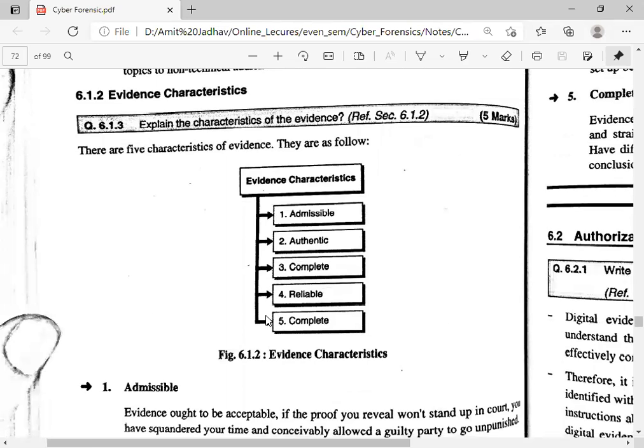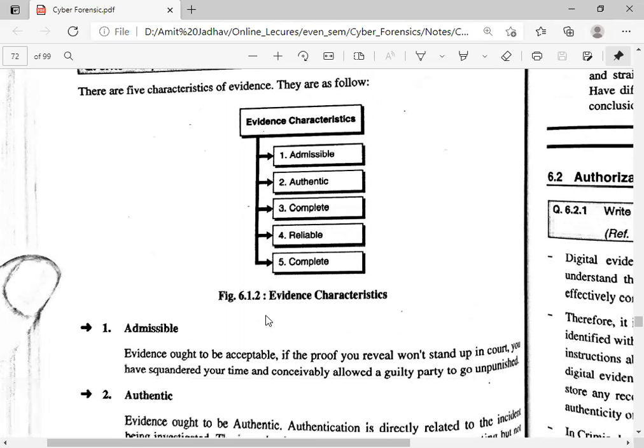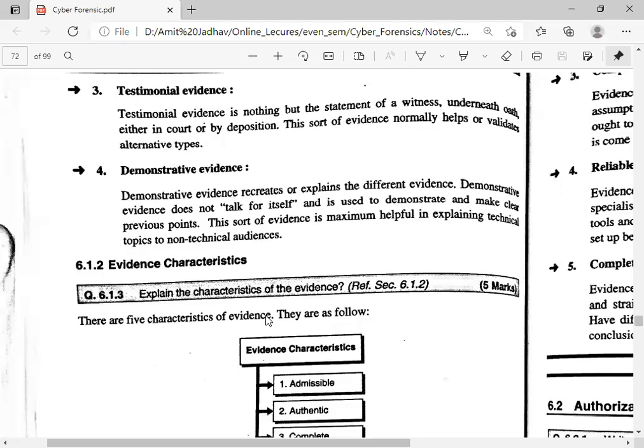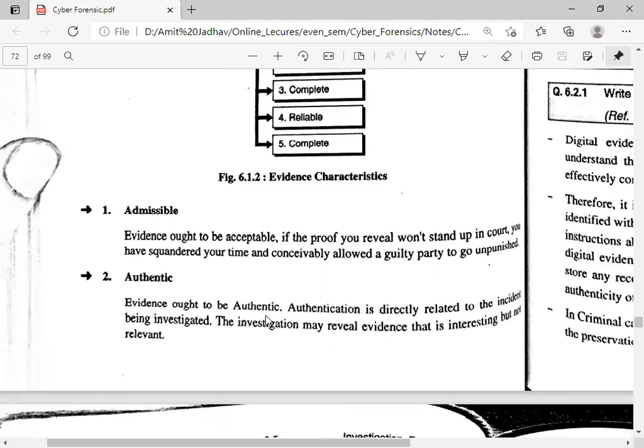Next one is the evidence characteristics. First, admissible, authentic, complete, reliable, and believable. These are the characteristics of evidence. So the first one is admissible: evidence ought to be acceptable. If the proof you reveal won't stand up in a court, you have squandered your time and conceivably allow a guilty party to go unpunished. So the evidence must be admissible by the court.